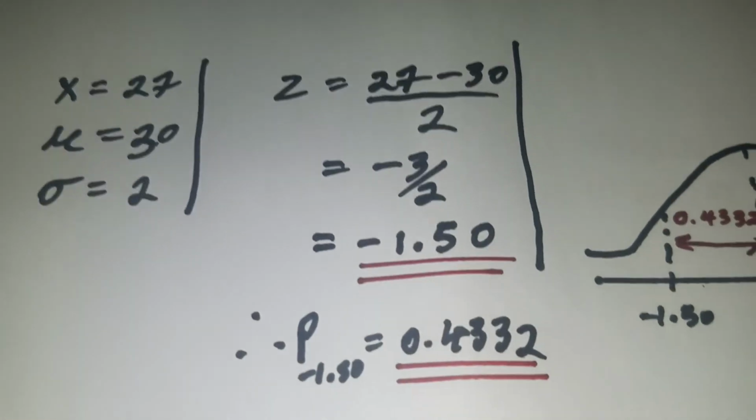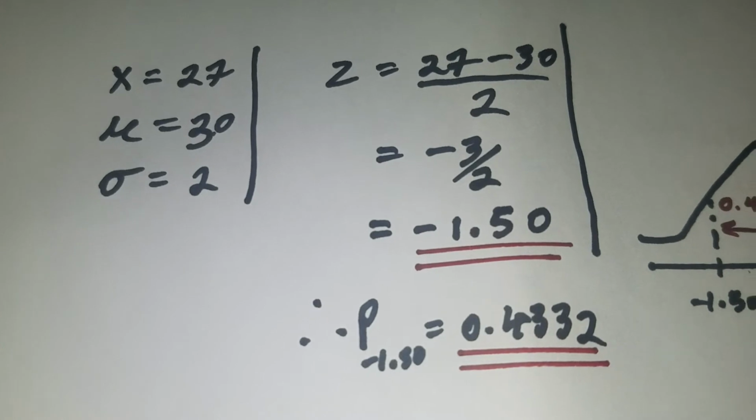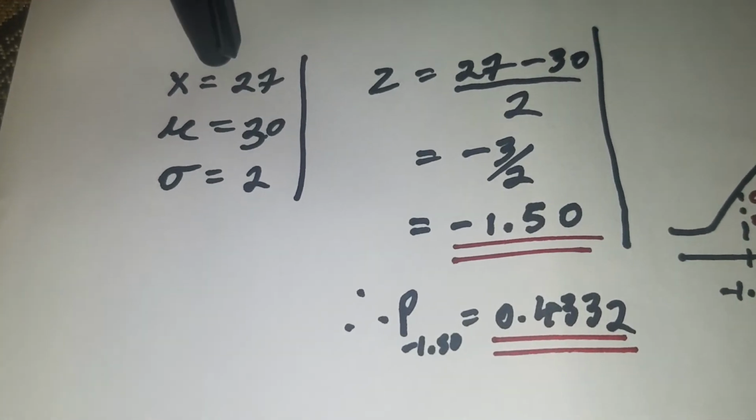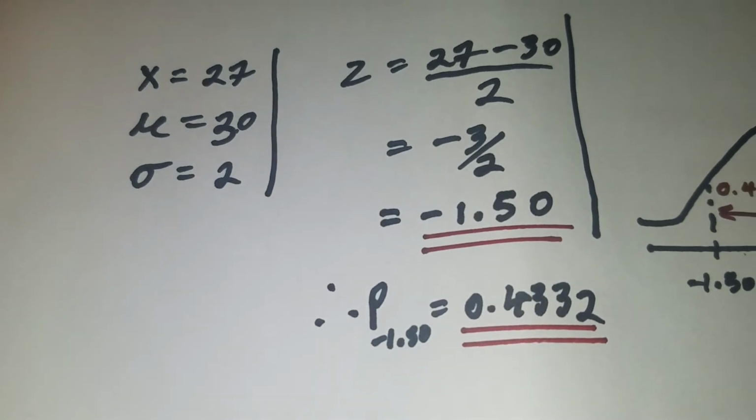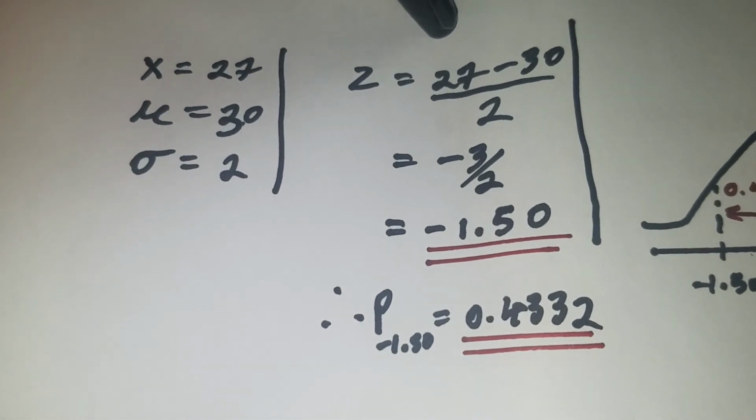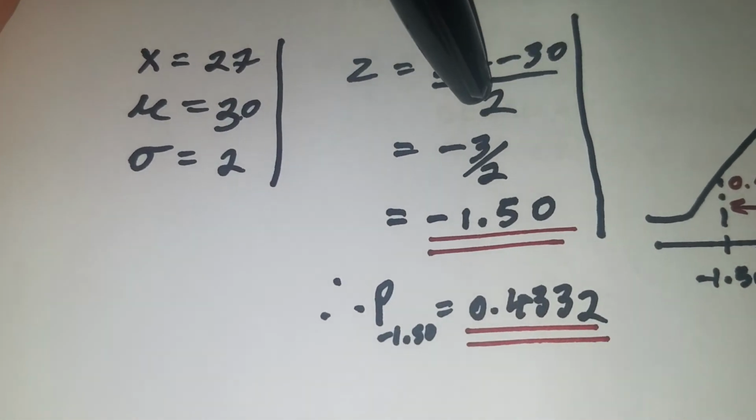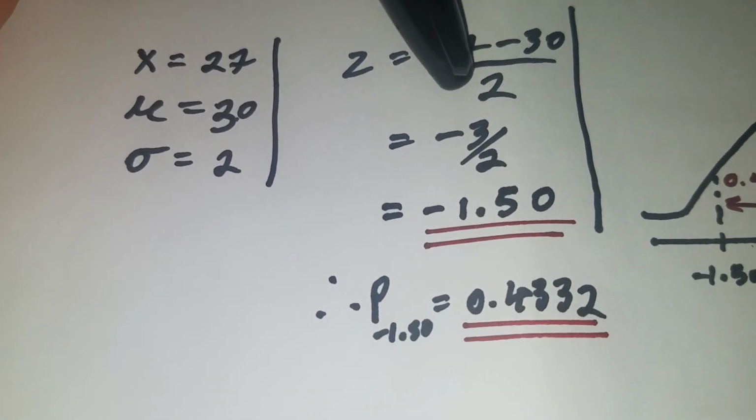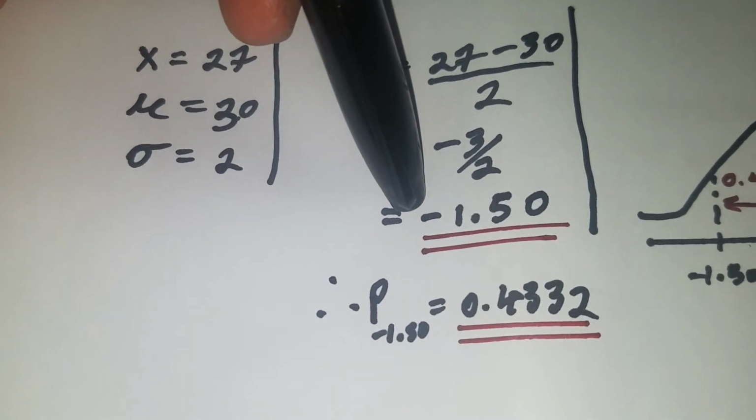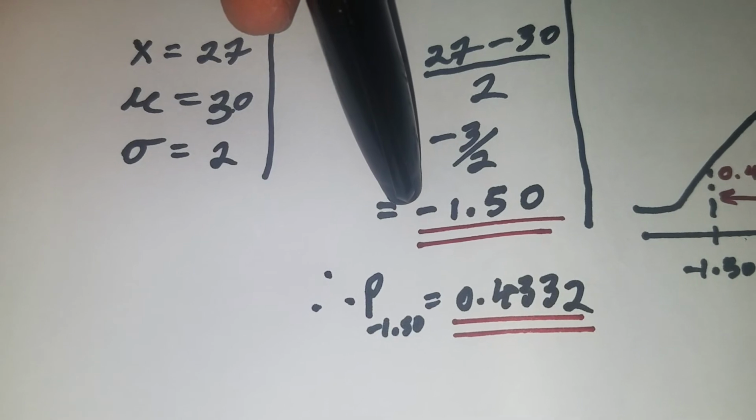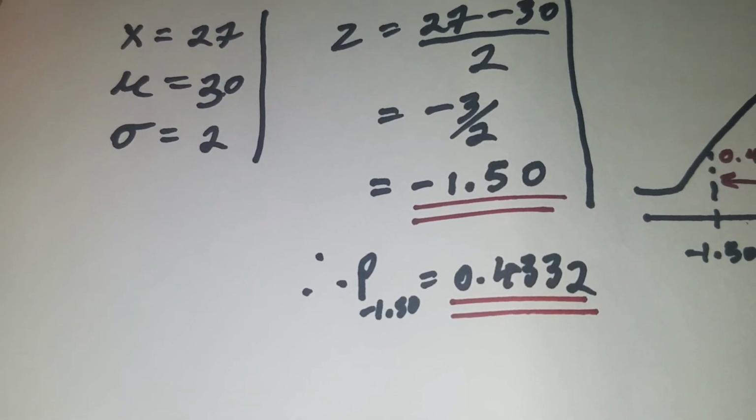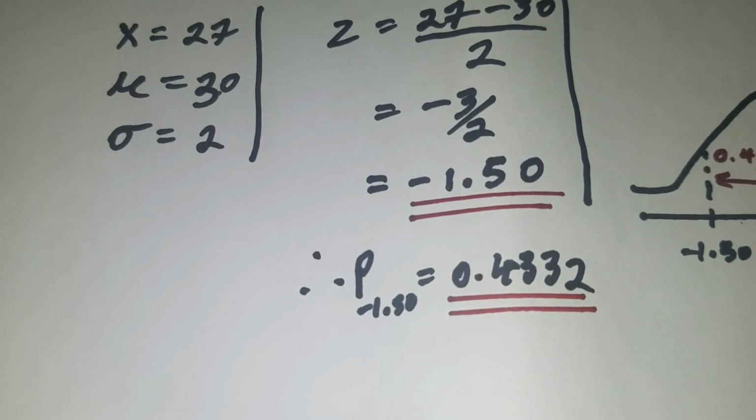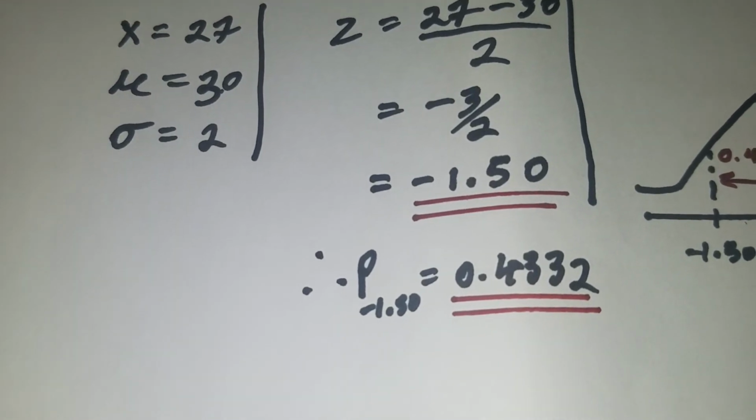And as we can see in this example as well, if the observation x is 27, the mean is 30, and the standard deviation is 2, the Z score would be x minus mean over standard deviation: 27 minus 30 over 2, which will give us negative 1.50. And yes, Z scores can be negative. However, probabilities will never be negative.